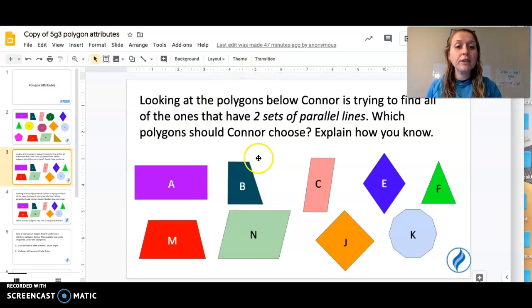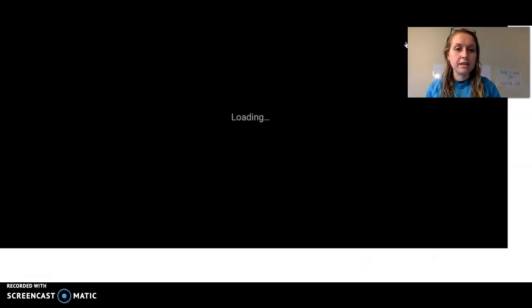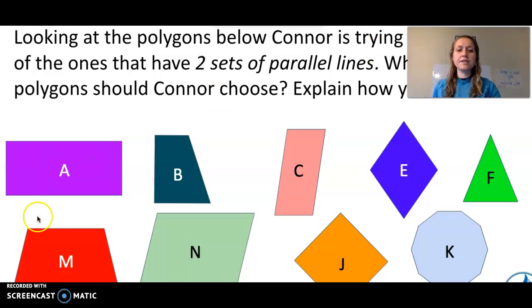So if we look at the polygons below, and I can present this, there we go. If we look at this set of polygons, which polygons should Connor choose? He's trying to find all the ones that have two sets of parallel lines. Well, this is what we would do. We would look at A. They're never, ever going to intersect. So A is correct.